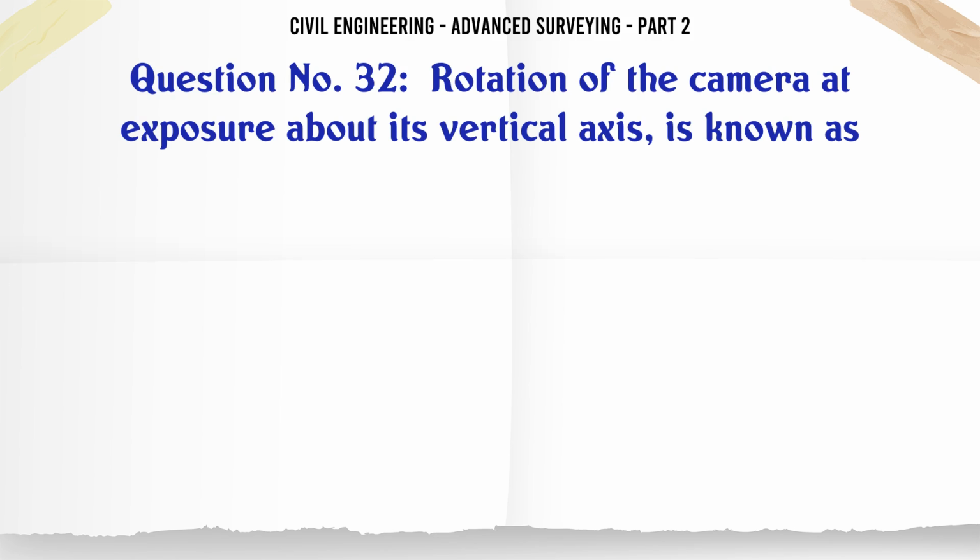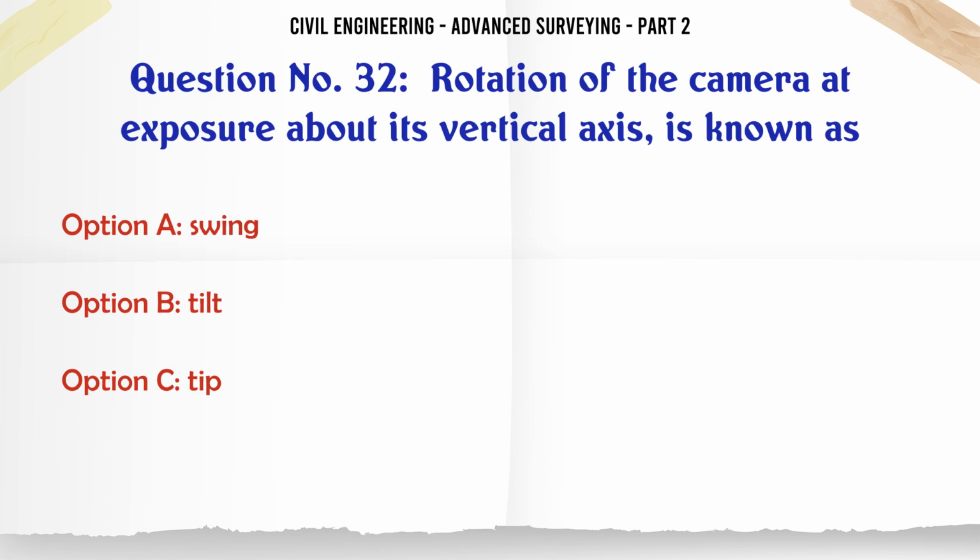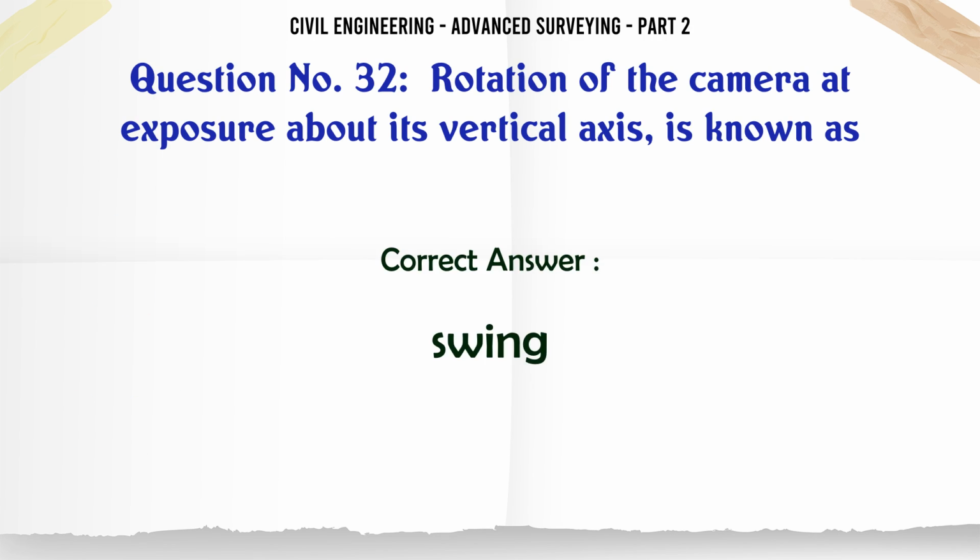Rotation of the camera at exposure about its vertical axis is known as A. swing, B. tilt, C. tip, D. none of these. The correct answer is swing.